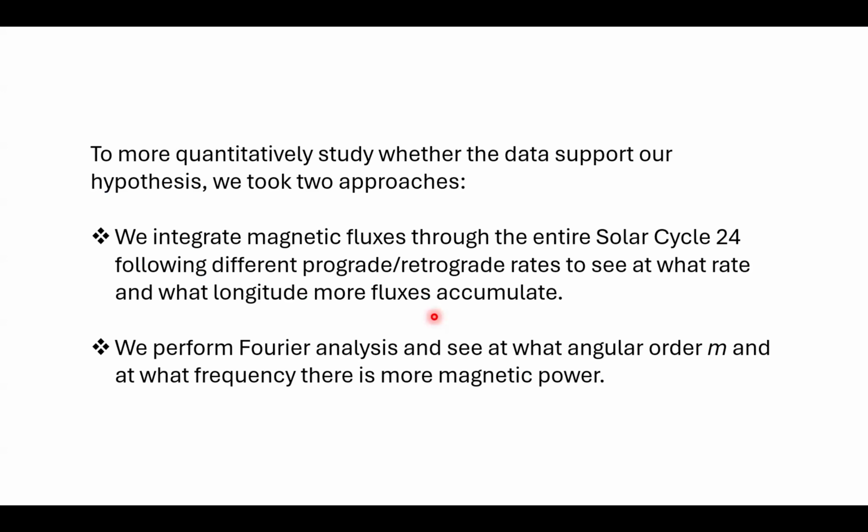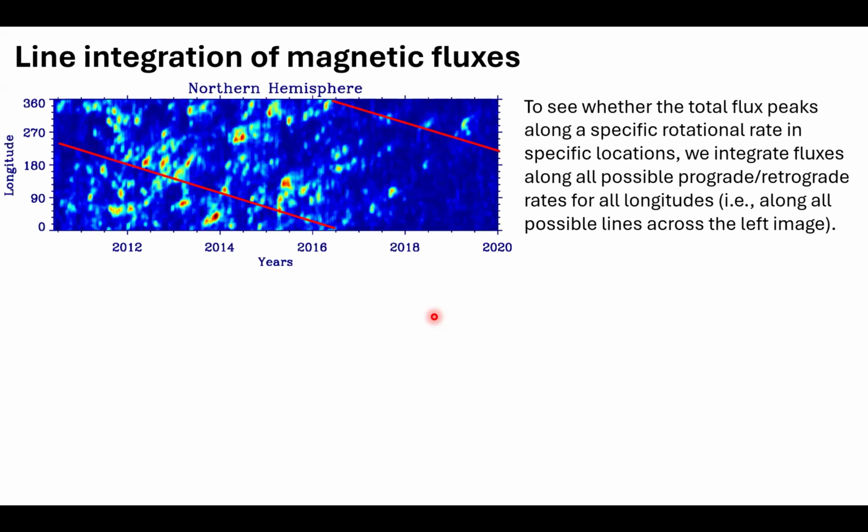Okay, so this is just some visual inspection. What we want to do is some more quantitative study to see whether the data support our hypothesis. We took 2 different approaches. One is line integration, the other is Fourier analysis. The first one is line integration.